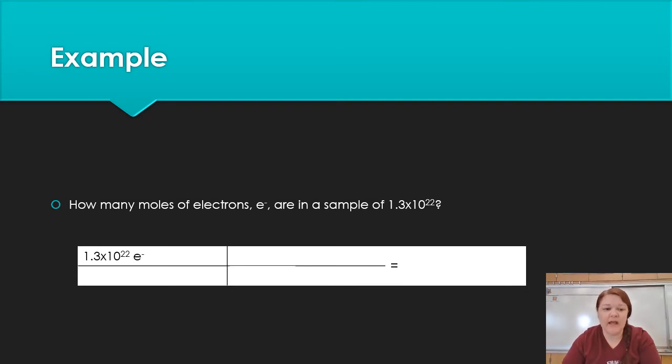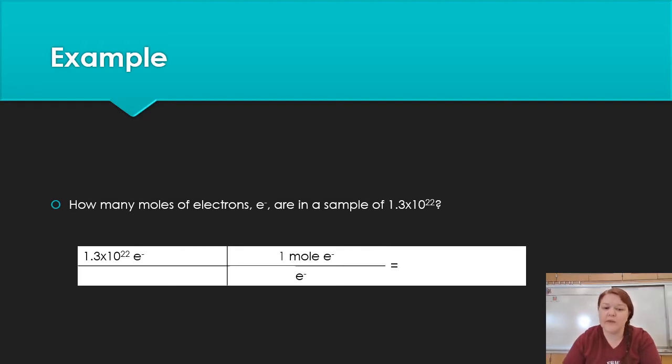Our next one, how many moles of electrons are in a sample of 1.3 times 10 to the 22nd? So again, we're asking for moles. We're looking for how many groups there are when we have this many electrons. Now you notice I didn't put atoms or molecules because the particle we're talking about is an electron. So it's a little bit different. So we want to go from electrons, how many electrons we have, to how many moles of electrons we have, right? How many groups of those do we have? So think about where your Avogadro's number might need to go.